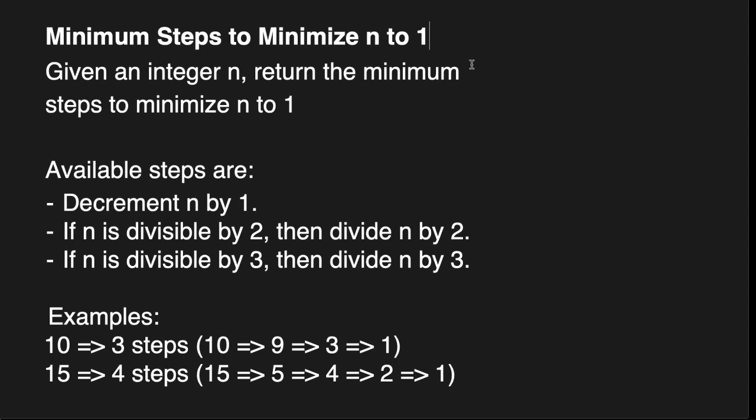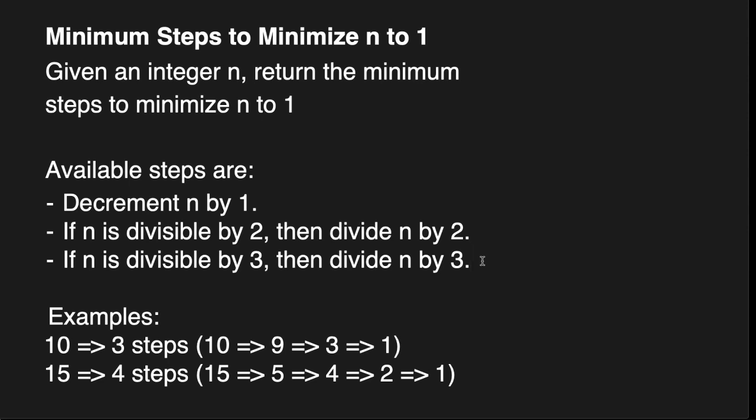Alright, so the given problem is called minimum steps to minimize n to 1. Now we're given an integer n, and we need to return the minimum steps to minimize n to 1. So what are the steps that we can take? Well, we can either decrement n by 1. If n is divisible by 2, then we can divide n by 2. If n is divisible by 3, then we can divide n by 3.